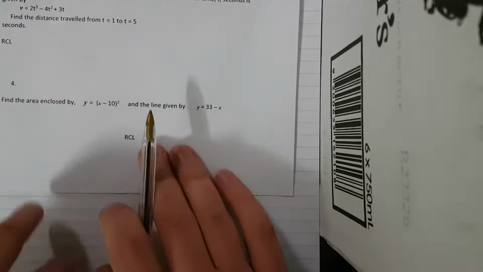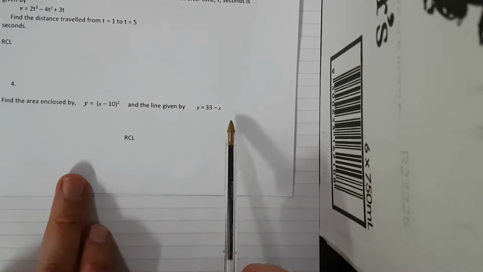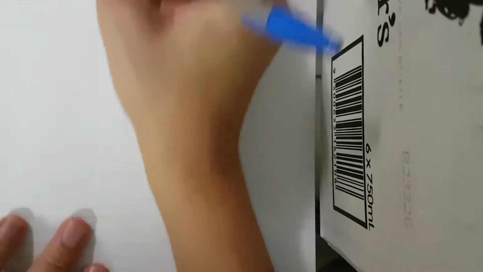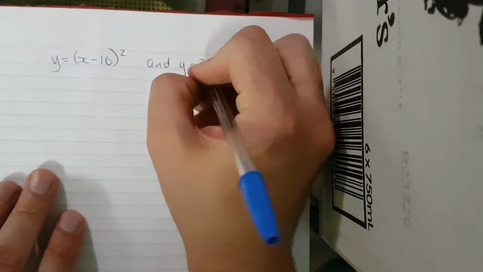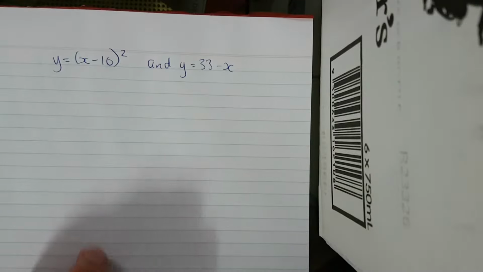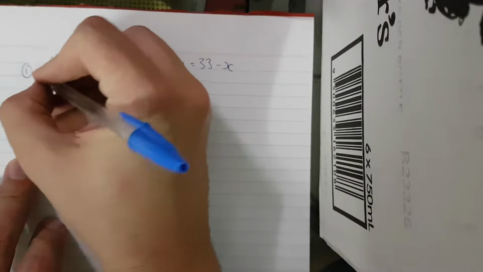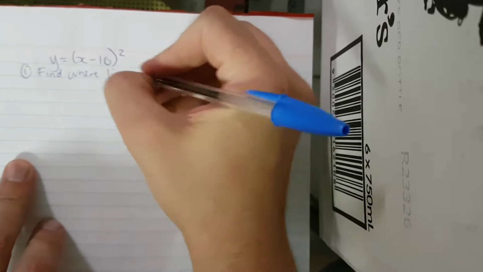Here's Season 2, Episode 4. It's asking us to find the area that's enclosed by this formula and this formula. So y equals (x take away 10) squared and y equals 33 take x. Now, bit of a challenge there because we don't even know where those two lines intersect. So our first task is to find where the lines intersect.